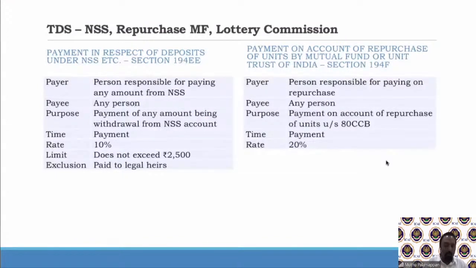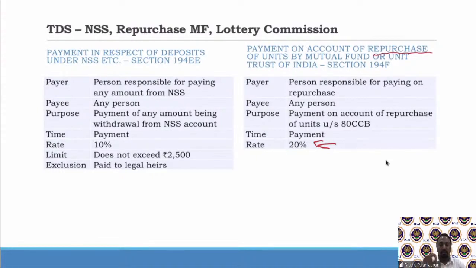Yeah, sorry. So with respect to this repurchase of units, what happens with respect to mutual funds or Unit Trust of India, that is UTI. If there is any repurchase, the person responsible for paying the repurchase to any person. Typically there is a repurchase, which means it's already sold. Someone is repurchasing the shares. So whatever amount is being paid, tax is deductible at 20%. This repurchase of units of mutual funds or Unit Trust of India, whatever amount is being paid for repurchase, tax is deductible at 20%.